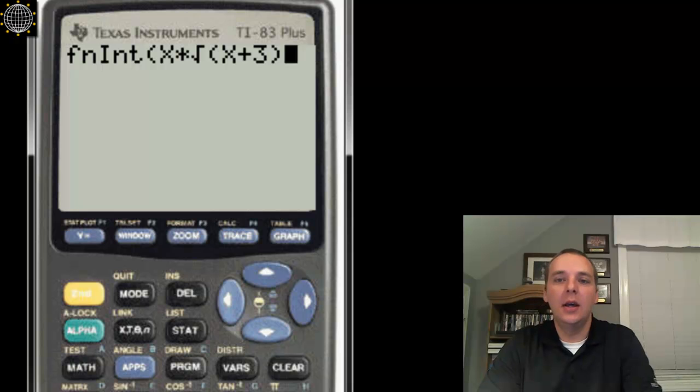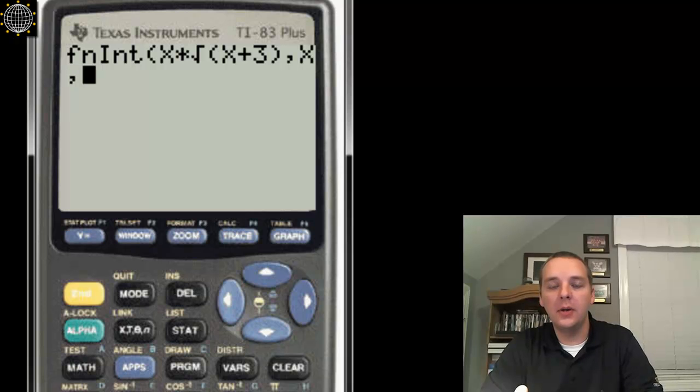Close parentheses. Then somehow we have to tell it three more things. One, what's the variable we're integrating with respect to? To us it's pretty obvious it's x, but the calculator can't read our minds. And two, what's the interval you're integrating over? So you type comma x, comma, then your lower limit, -2, and make sure you use a negative and not a minus, then comma 5. Then close parentheses. The calculator will read this as integrate x times the square root of x plus 3 with respect to x from -2 to 5. You push enter, and you notice it's the same answer that we got before.